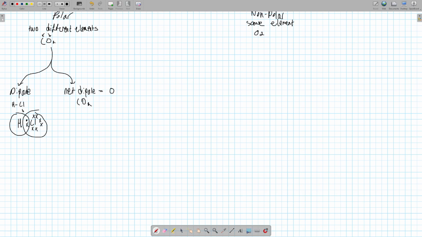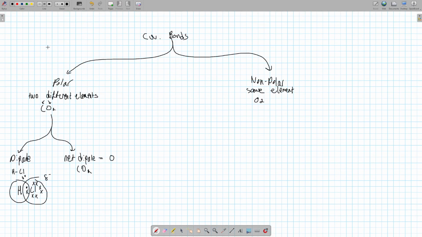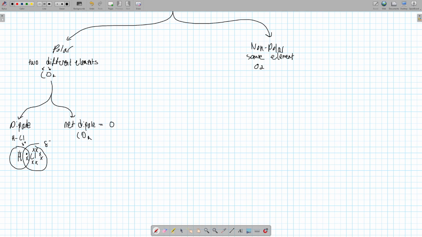H acquires a slight positive, so we say it like this, delta positive, and chlorine is slightly negative, obviously, right? This is why we call it polar bonds, because this bonding will cause a slight positive charge and a slight negative charge. However, when net dipole equals 0, there's no slight positive, slight negative. Because look at CO2. You had O here, right? I'm not going to draw the electrons. You realize how this goes to the left and this goes to the right, so they cancel out? Exactly. How do I know if net dipole is equal to 0? You need to see the structure.